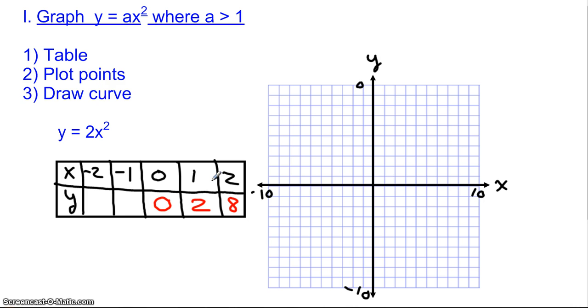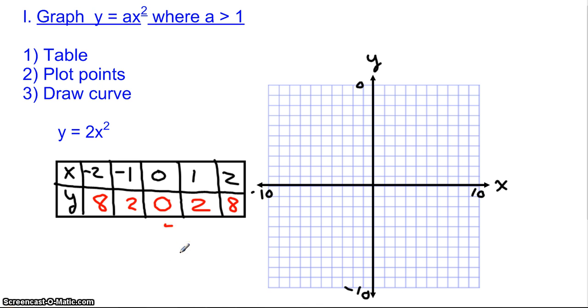Okay? Let's go to the negatives. Negative 1 squared. Negative 1 times negative 1 is 1. 1 times 2 is positive, isn't it? 2. Negative 2 squared is 4. 4 times 2 is 8. So in our range, we have no negatives. Interesting.